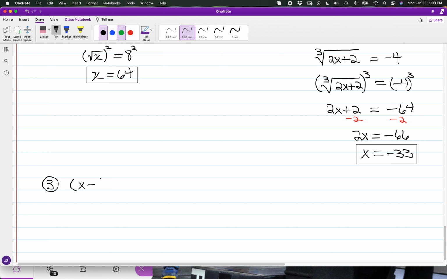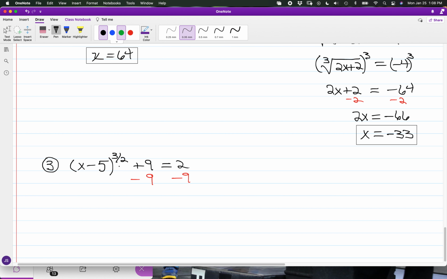Say if I have x minus 5 to the 3 halves plus 9 is equal to 2, and I want to get the expression that we have in the variable by itself. So taking 9 away from both sides, here I have x minus 5 to the 3 halves is equal to negative 7. Okay, so far so good.